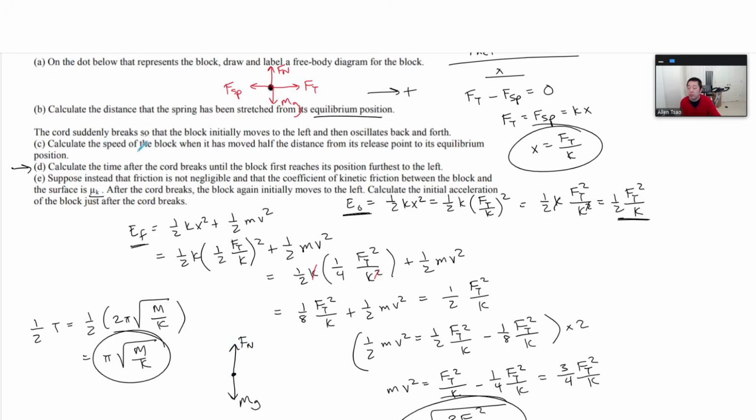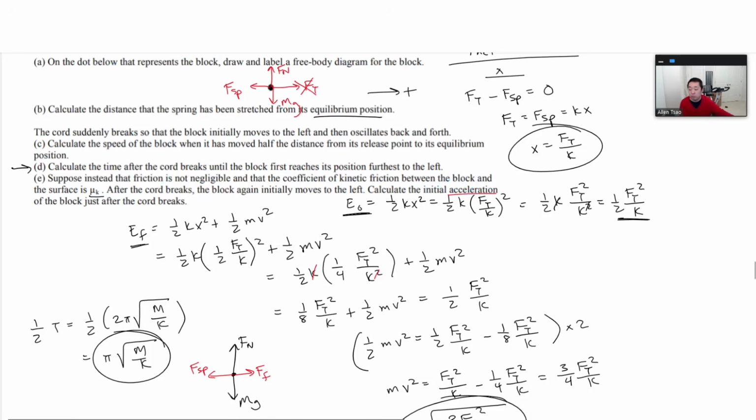So if you were to draw your free body diagram, what's changed is there's no more tension. The cord is gone. You still have the spring force to the left. Now, because the block is beginning to move to the left, you're going to have a frictional force to the right, because it's going to oppose that motion. So as the block is sliding left, there's a force to the right from the kinetic friction. And they want the acceleration.